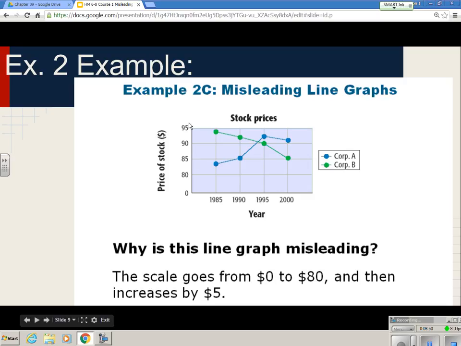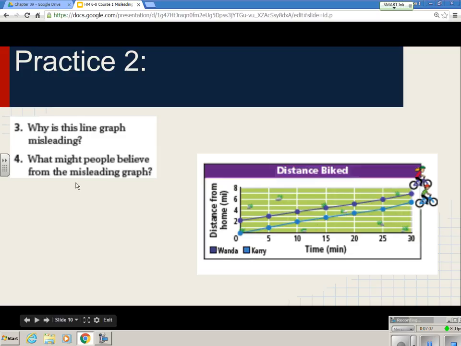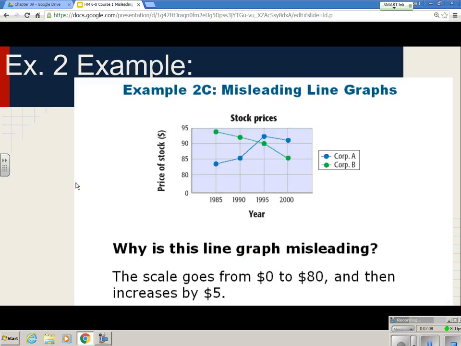So why is this graph misleading? Well, let's go over that again. The scale goes from 0, 80, then it goes by fives. So it makes you think that there's a huge difference between these two graphs, and really it's not. The misleading part is that they're not really that far apart, but they try to make it look like Corporation A is skyrocketing in their price and Corporation B's stock is falling dramatically, when really the difference between both of those is about $10.